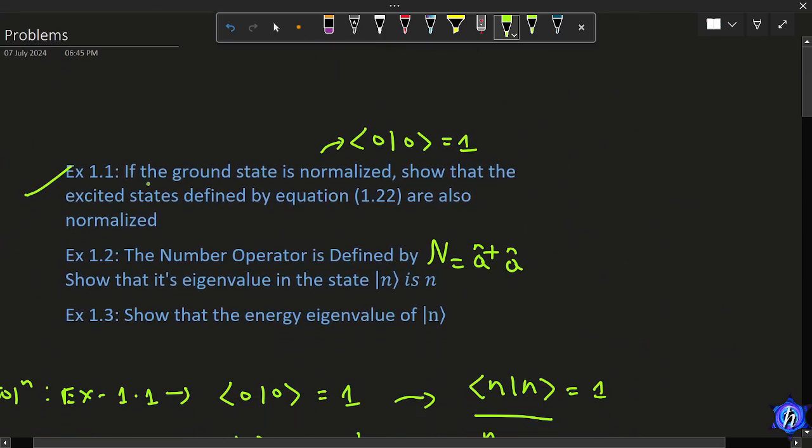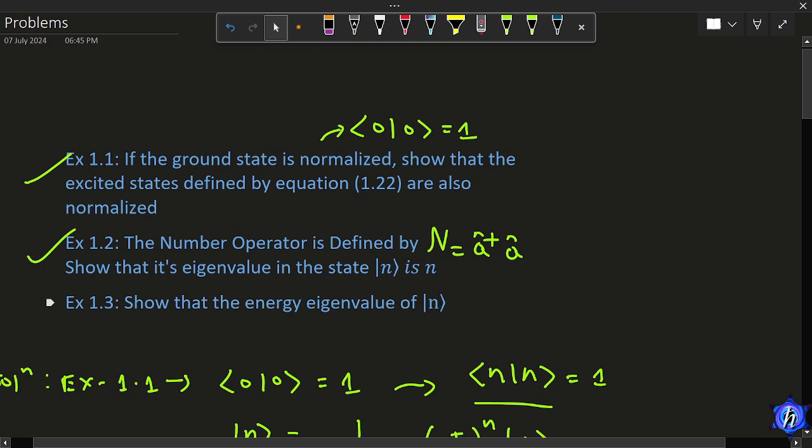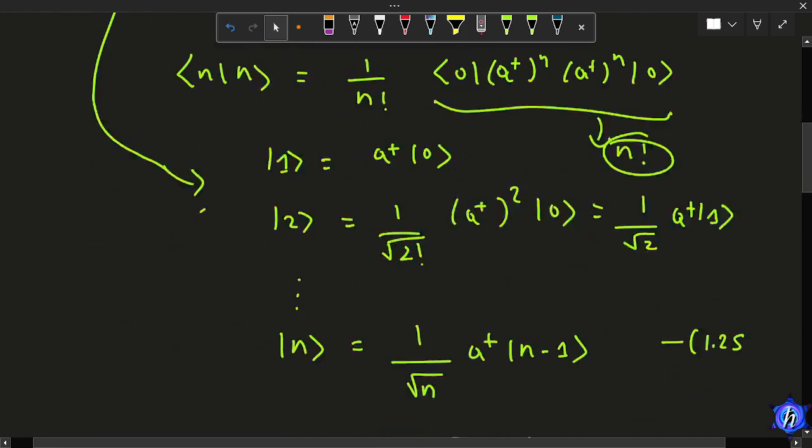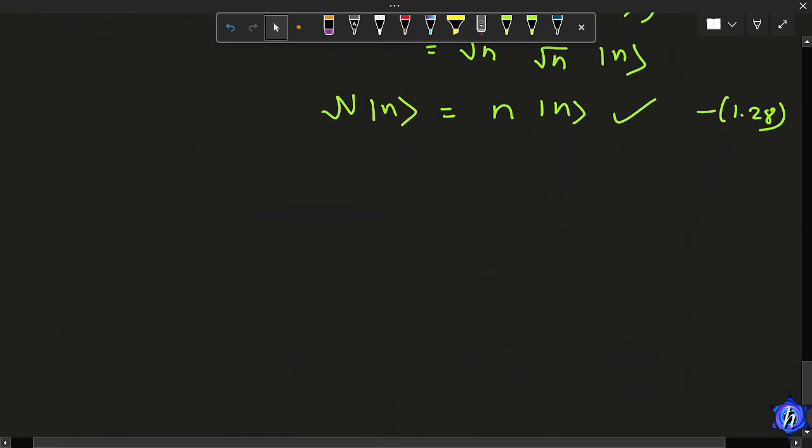It's a very simple exercise. I picked very simple exercises for you guys so that you don't feel discouraged. Now the third exercise is even simpler. Show that the energy eigenvalue of the state n, okay, there's a typo here, can be shown. We know we can do that. Let's do the solution for exercise 1.3.